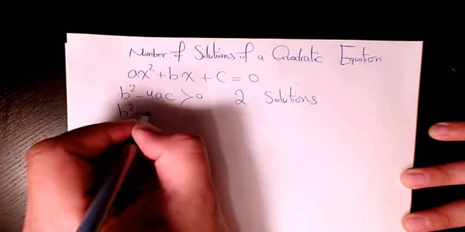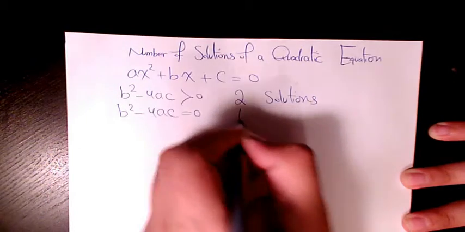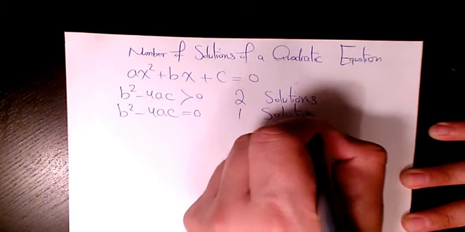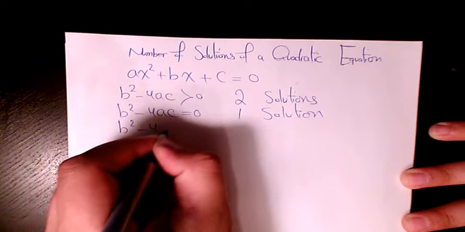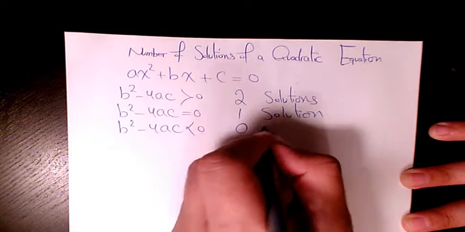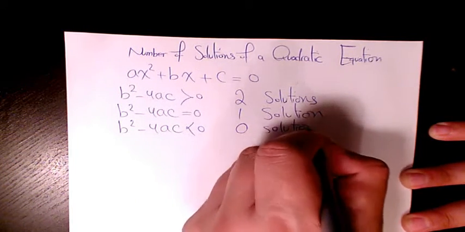If b squared minus 4ac equals 0, we have one solution. And if b squared minus 4ac is less than 0, we have 0 solutions. Let's see some examples.